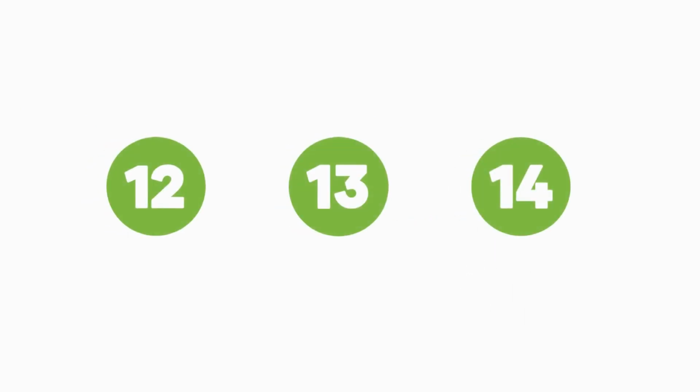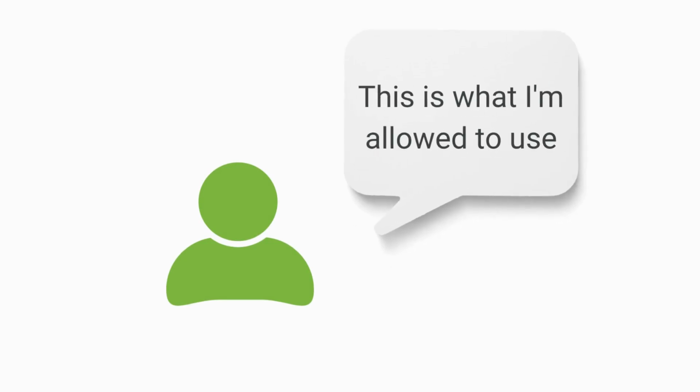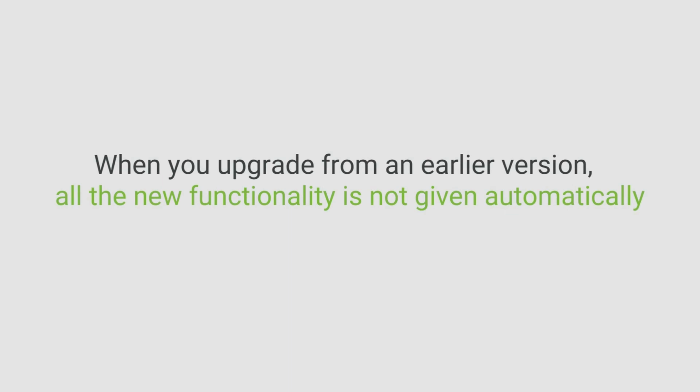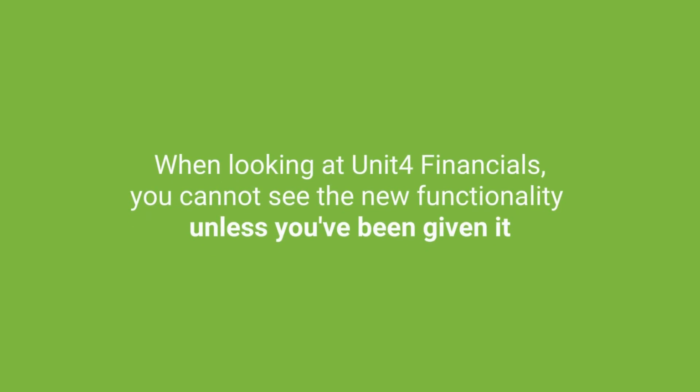To expand on that point, when you go, for example, from any version, whether it's 12, 13, or 14, your user profile is saying, this is what I'm allowed to use. And even that is for the install user, and as you probably know, the install user is God. But when you upgrade from an earlier version, all the new functionality is not given automatically, even to install. So when you're looking at Unit 4 Financials, you cannot see the new functionality unless you've been given it.